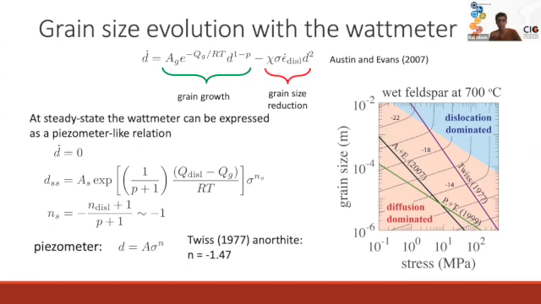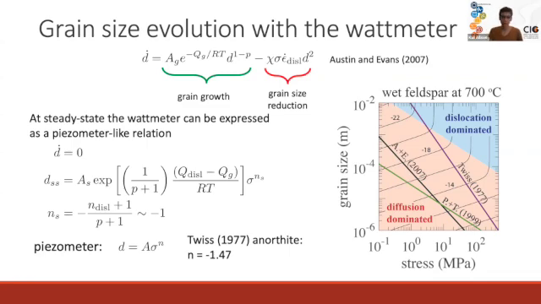On the right, I've plotted a deformation mechanism map for wet feldspar at lower crustal conditions. Here I've assumed 700 degrees Celsius. So stress is on the x-axis and grain size in meters is on the y-axis. The red section is where grain size sensitive diffusion creep is the dominant mechanism, and the blue is where grain size insensitive dislocation creep is the dominant mechanism. So the purple line is the prediction of the Twiss piezometer.